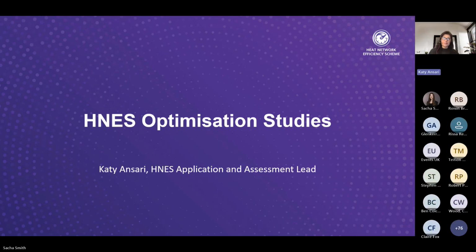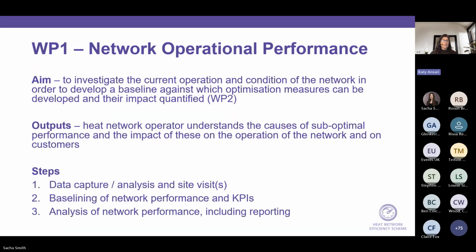Hi everyone. I'm just going to talk to you about the optimization studies, which relate to the revenue funding Louise was mentioning earlier. For the final optimization report to be submitted, we look for 2 to 3 parts to be included. The first one is work package 1. Again, this is also in the HNES guidance for applicants. Please refer to Annex A for a bit more in-depth detail on this as well.